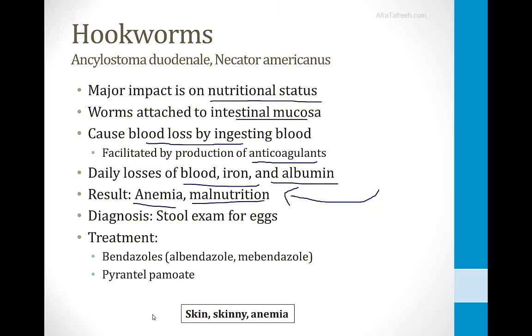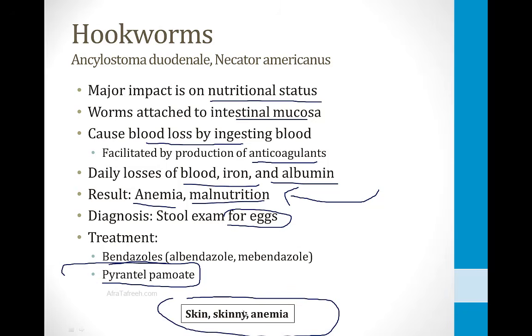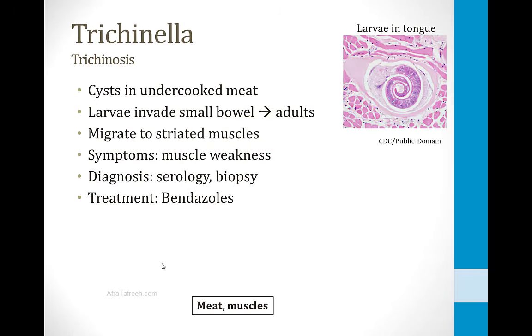You can diagnose these infections by examining the stool and finding the eggs, and you can treat them with the bendazoles like albendazole and mebendazole, and you can also treat them with pyrantel pamoate. And the buzzwords for a hookworm infection to remember are skin, skinny, and anemia. So it gets in through the skin, it makes you very skinny through its impact on nutrition, and it makes you anemic. And then the last intestinal nematode we'll talk about is trichinella, which causes trichinosis.